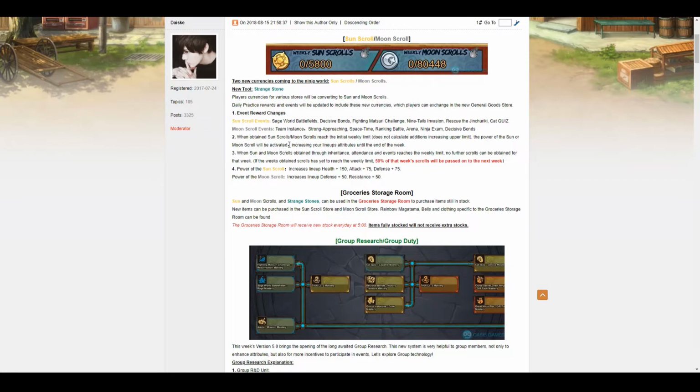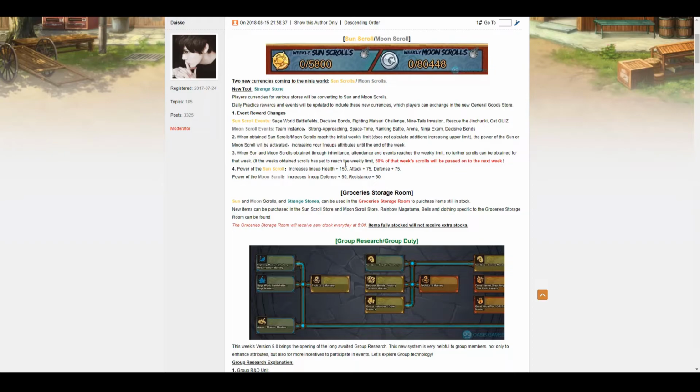When obtaining Sun Scrolls and Moon Scrolls, once each reaches the initial weekly limit, additions do not count toward the limit. Increasing the upper limit, the power of the sun and moon scrolls will be activated, increasing your lineup attributes until the end of the week. Very interesting. So, along with the weekly limit, that actually gives you a power boost.